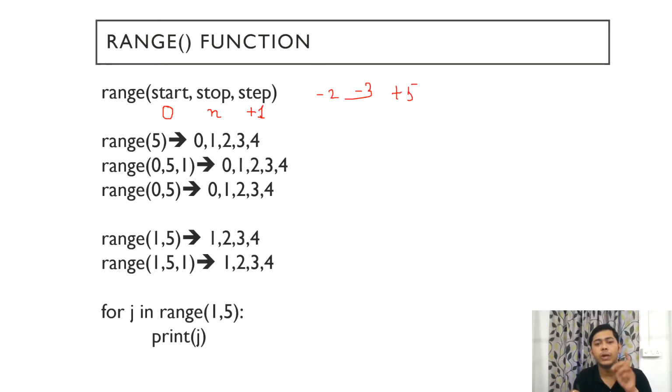Now one more thing you must remember: the stop value is always excluded from the output. Okay, the stop value is always excluded from the output. Is that clear? The stop value will not come in the output.